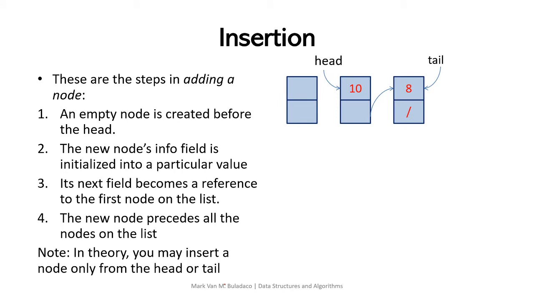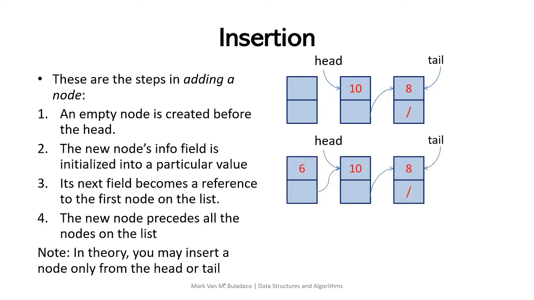So for example, we do have here a linked list. We do have two nodes here, 10 and 8, and the head here is 10, and the tail here is 8. So you can add again.